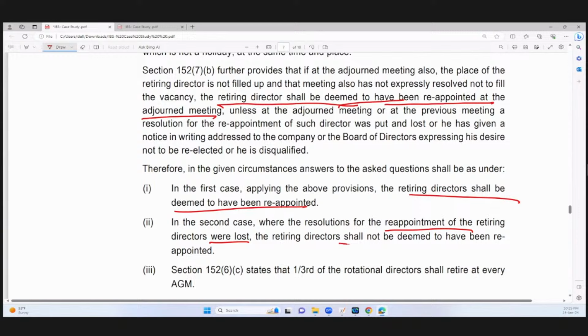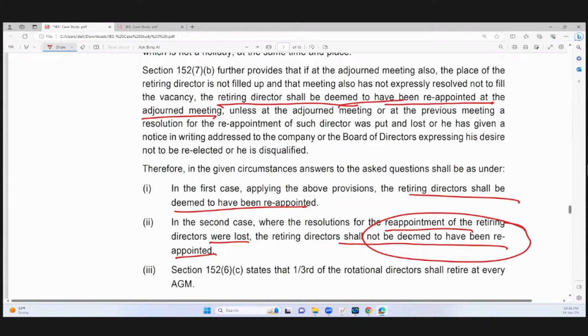Deemed concept हमारा कब आएगा? When will the deemed concept apply? Deemed concept applies only where there is no resolution for the replacement of the retiring directors. But if the resolution for retiring directors is lost, or some other person is proposed, notice has come for their replacement, then the deemed provision will not apply.